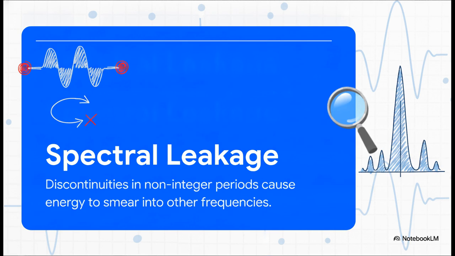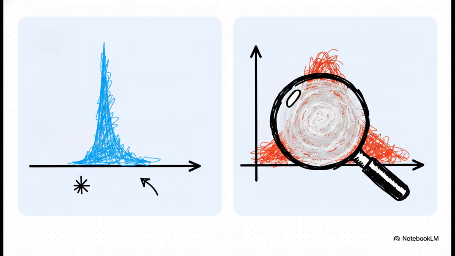But if your sample doesn't capture a perfect integer number of periods, the endpoints don't match up. This creates an artificial, sharp discontinuity. The FFT actually misinterprets that jagged edge as high-frequency energy that isn't really there, which causes the true energy of your signal to smear or leak right into adjacent frequency bins. And this is exactly why we need a corrective lens.